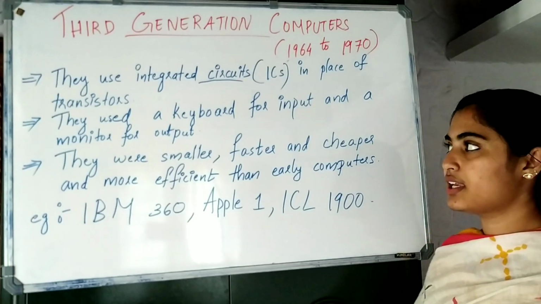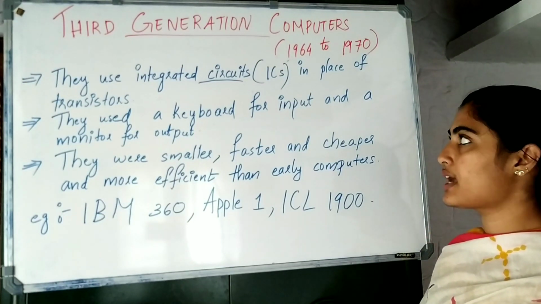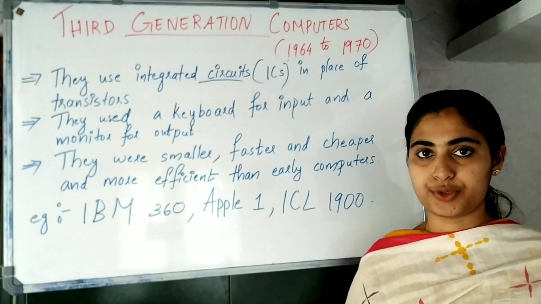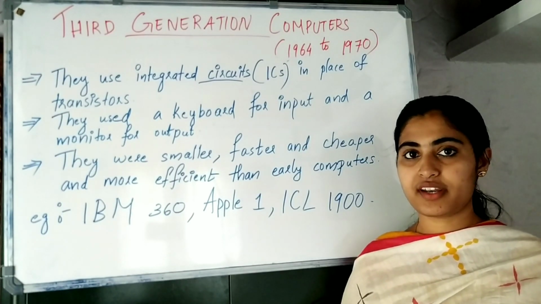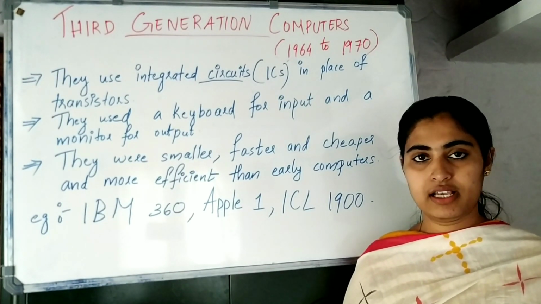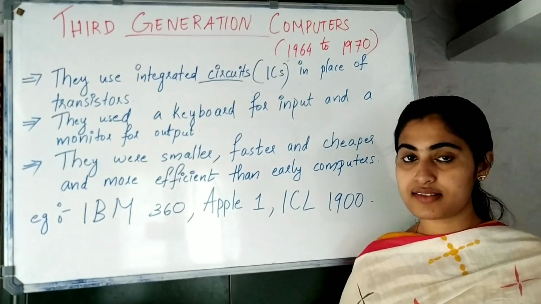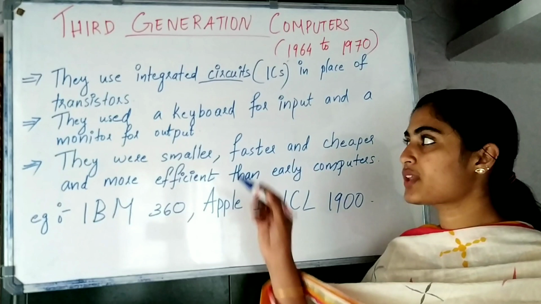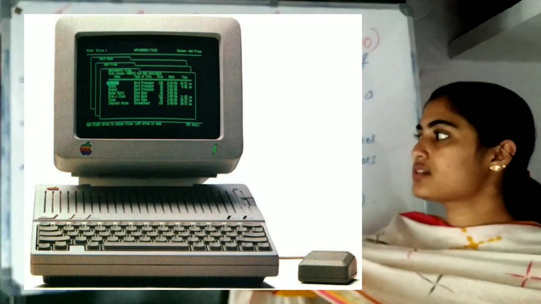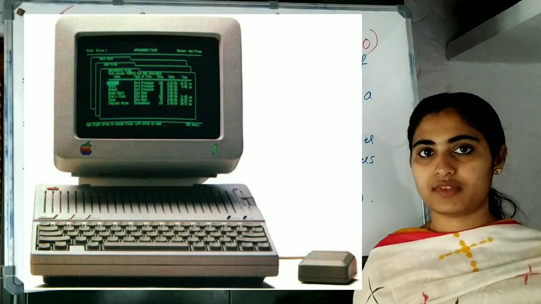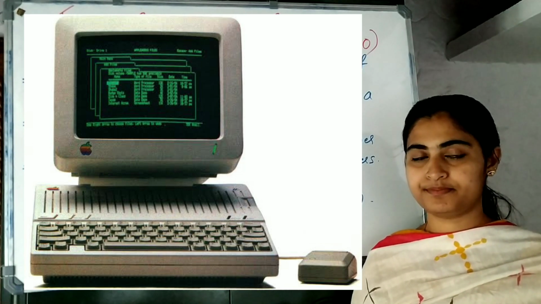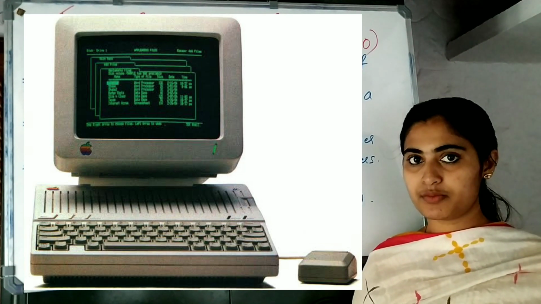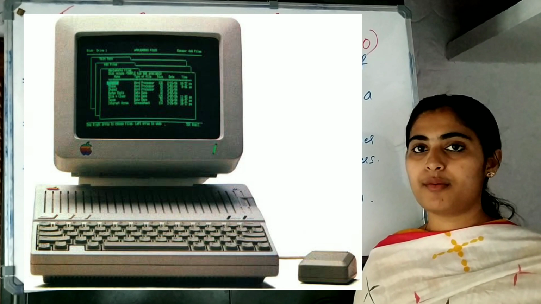Second point is they used a keyboard for input and a monitor for output. First generation used punch cards. Second generation used punch cards and magnetic tapes. Here in third generation they use keyboard and monitor. That is what we are using currently. For inputting they use keyboard and for outputting they use monitor.